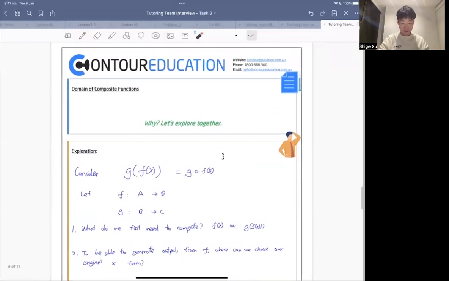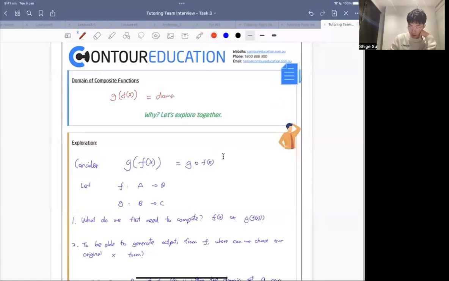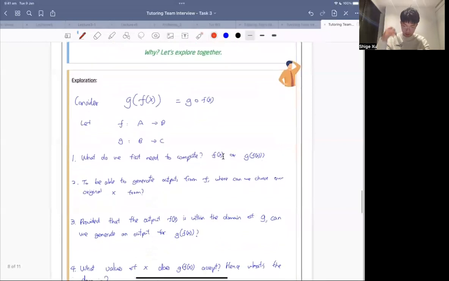Now let's look at the domain of composite functions. What do you reckon is the domain of a composite function? So what's the domain of g of f of x? What's the domain of that function? It will simply be the domain of the inside function. Why? Why is this true?